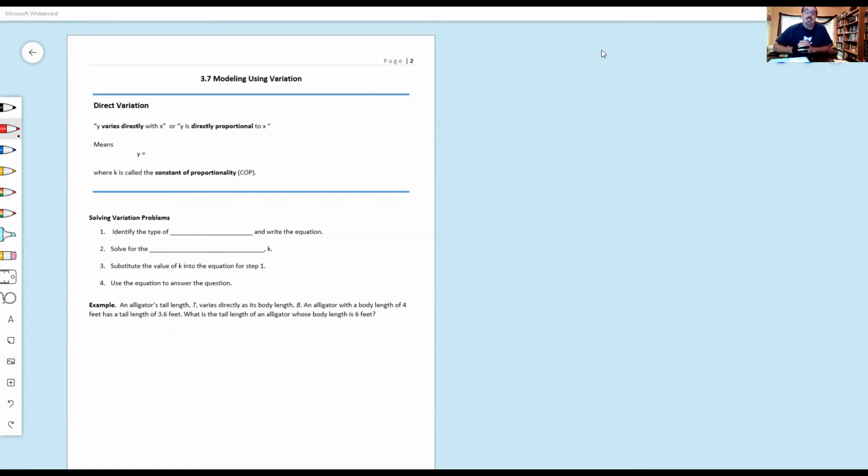So there's several types of variation. First one we'll talk about is what's called direct variation. Direct variation, in application, deals with the idea that if you have two different quantities, as one increases, the other one's also going to increase. For example, the more hamburgers you buy, the more money you're going to spend, that type of thing.